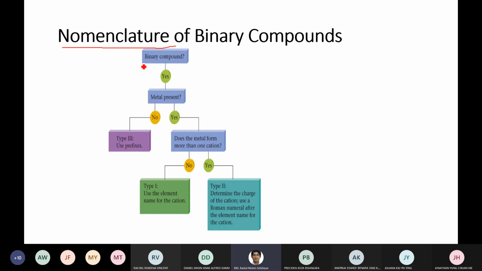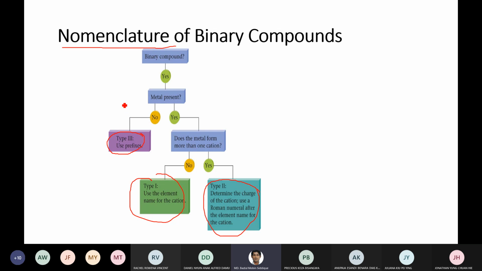So if it is a binary compound, and if it is yes, then is there a metal present in it? If there is no metal present, then we will be using prefixes. So you will use prefixes. What are those prefixes, and why is it type 3? What should we do in 1 and 2? We will describe it in a bit.